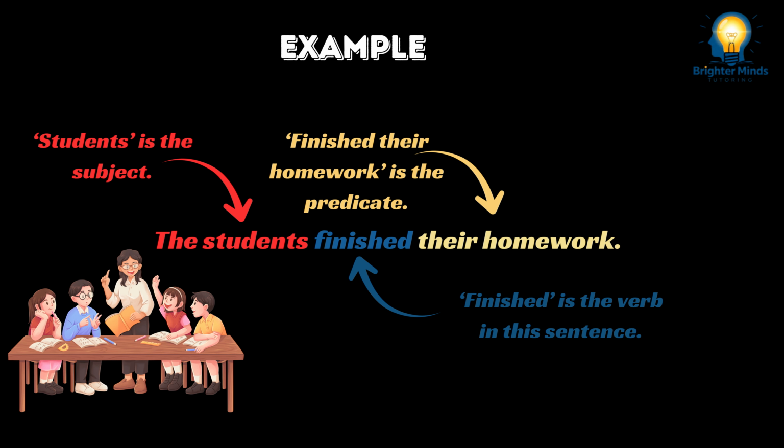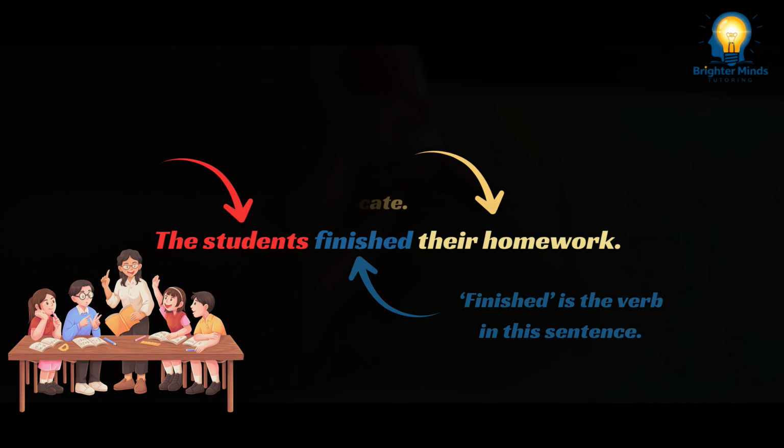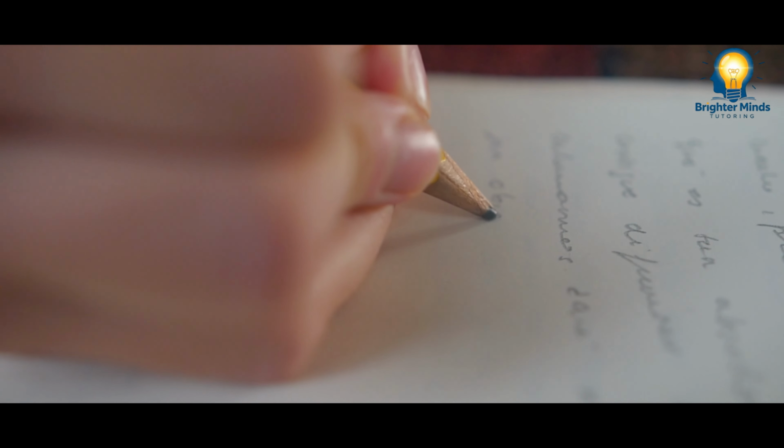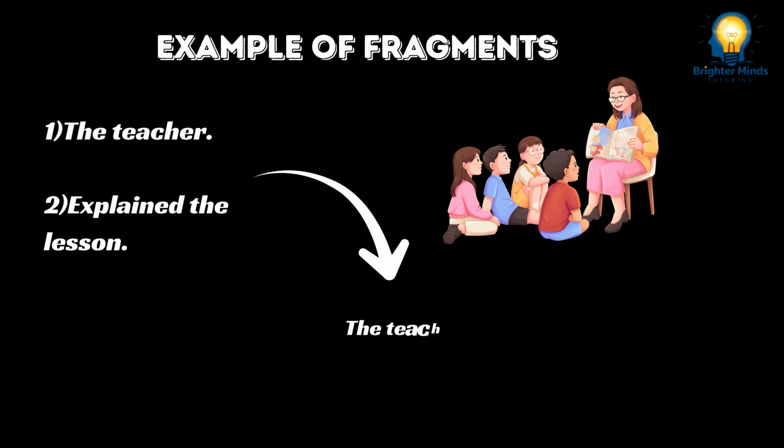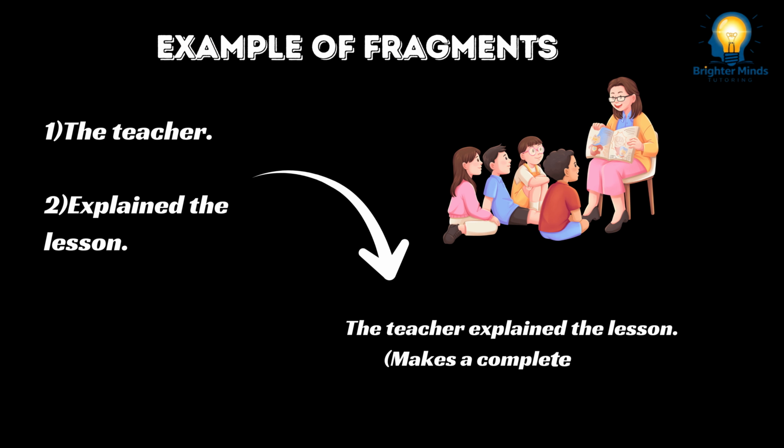Both subject and predicate are equally important. Together, they make sentences meaningful, clear, and complete. If one is missing, the sentence becomes a fragment, which doesn't express a full idea. For example, the teacher or explained the lesson are not full sentences on their own, but the teacher explained the lesson is a complete sentence that makes perfect sense.